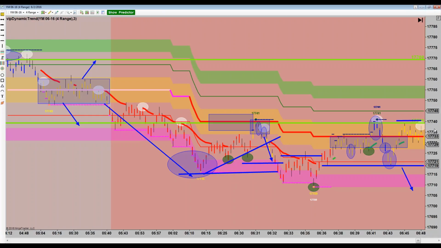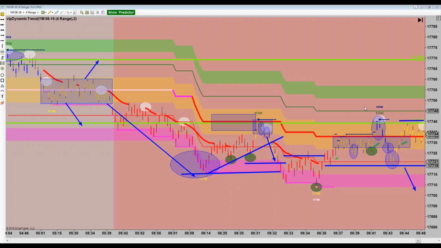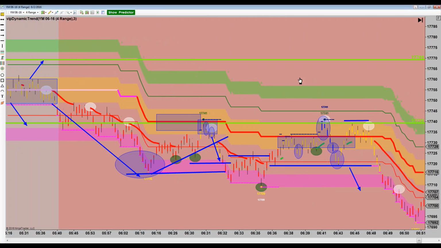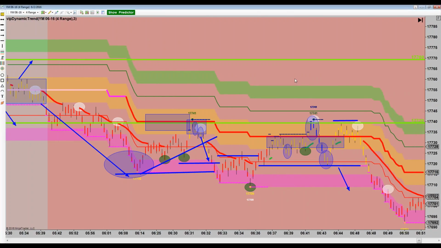Or you could wait for another retracement. You could say, well, if it breaks and runs, then I'll wait for it to pull back again, and then I'll take a trade. So let's see what happens. All right, we did break and we went down to fresh lows.